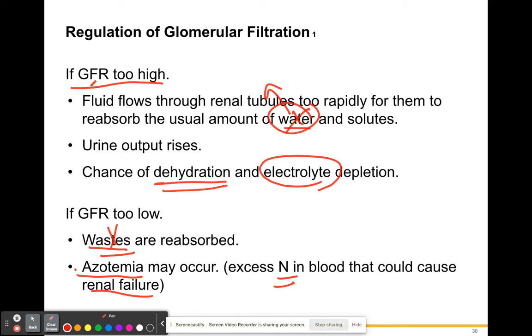So if it's too high, we're going to dehydrate ourselves. If it's too low, we're going to poison ourselves, essentially.